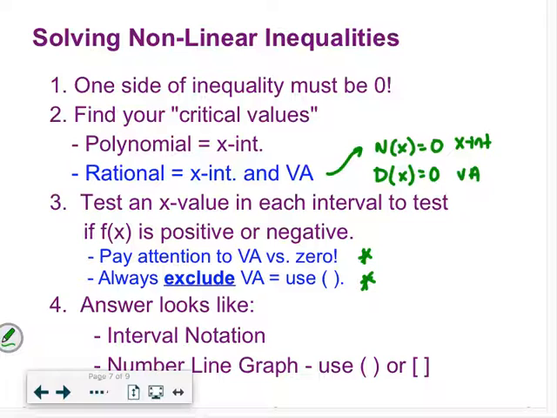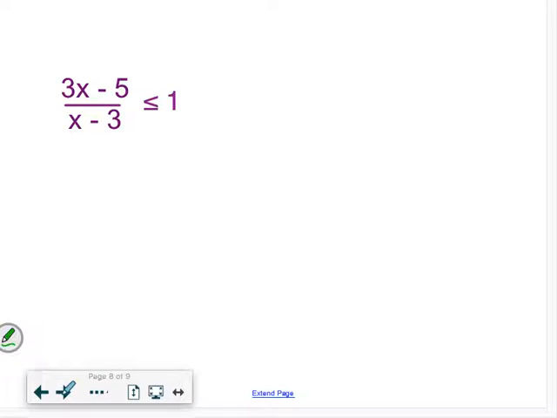Other than that, everything else about the steps or the process is the same, right? Get it equal to 0 so we can compare it to the x-axis and then answer the questions as necessary. So here's our example for a rational function: 3x minus 5 over x minus 3. And we want to know when it's less than or equal to 1.